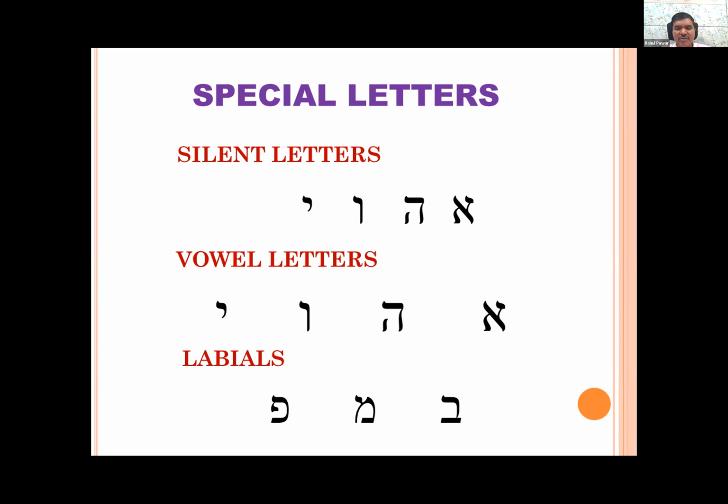These letters, why are they called labial? Because if you pronounce these three letters, you will find both your lips moving. Say Beth, Mem, Pe. You will find both your lips moving. Therefore, they are called labials, or letters of the lips.